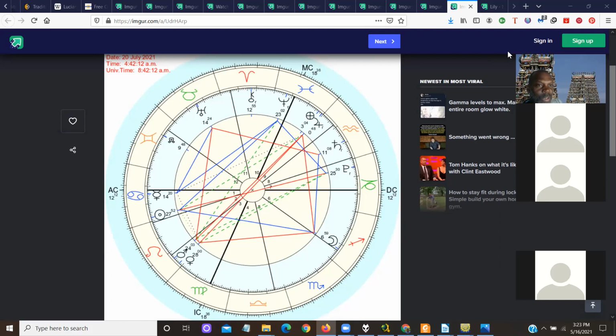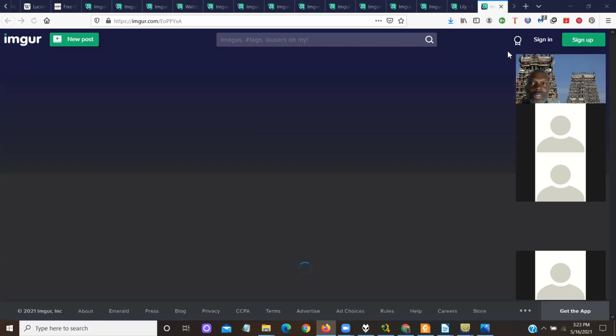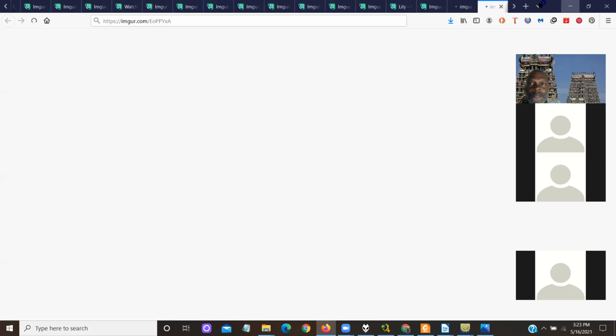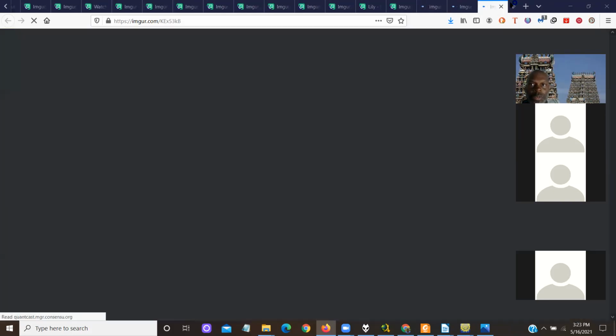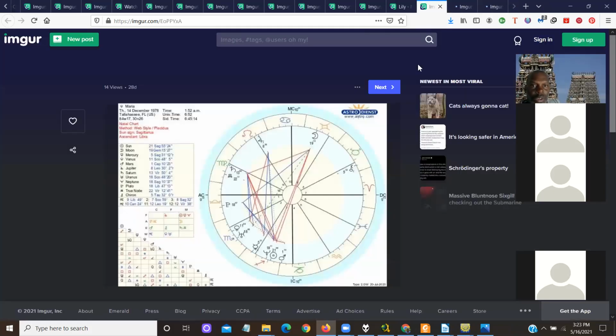The thing is, even though it may point to it, it's kind of weak. It's not necessarily particularly. There's the natal, and here's the solar return.